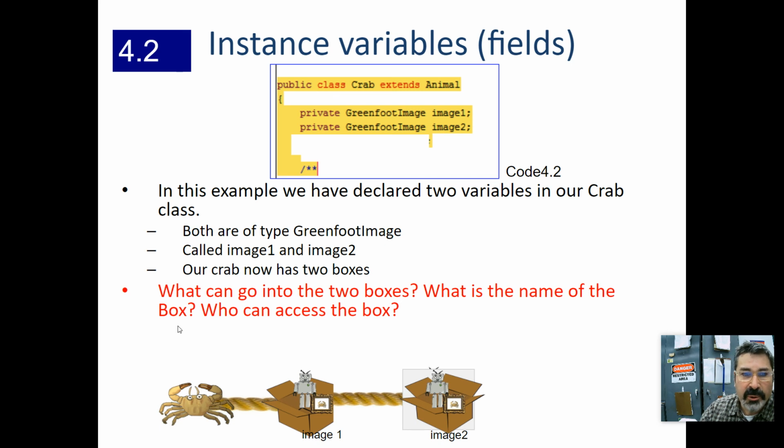What is the name of the first box? Image1. Who can access the box? It's private, so the only person who can access it is this object in the world. If there's a second crab, he can't access these things because it's private. If we made it public, then other people could.